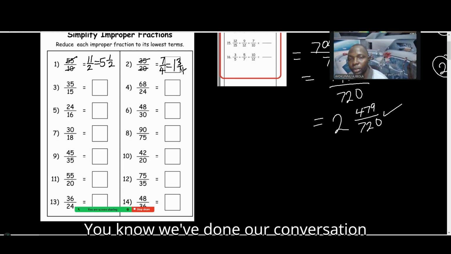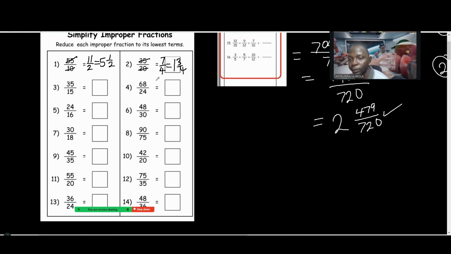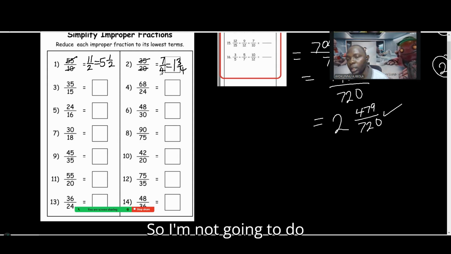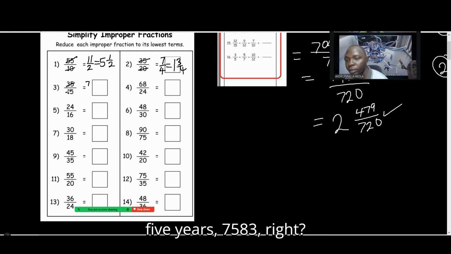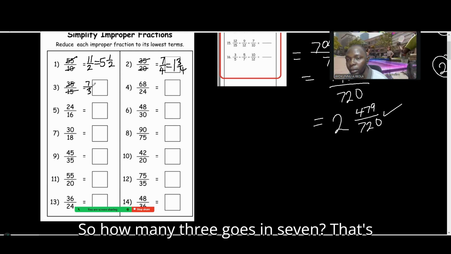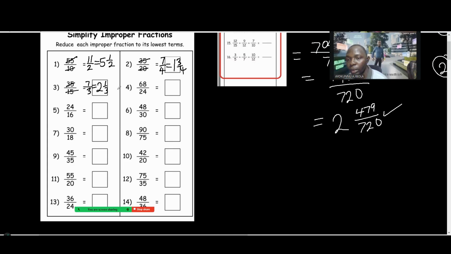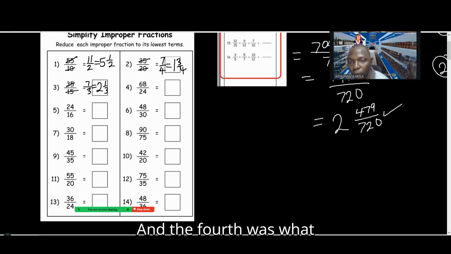You know, we've done conversion before, right? Yes. So I'm not going to do more than 4. The third one, 5 here, 7, 5 here, 3, right? So how many 3 goes in 7? That's 2 whole number 1 over 3, okay? And the fourth one.